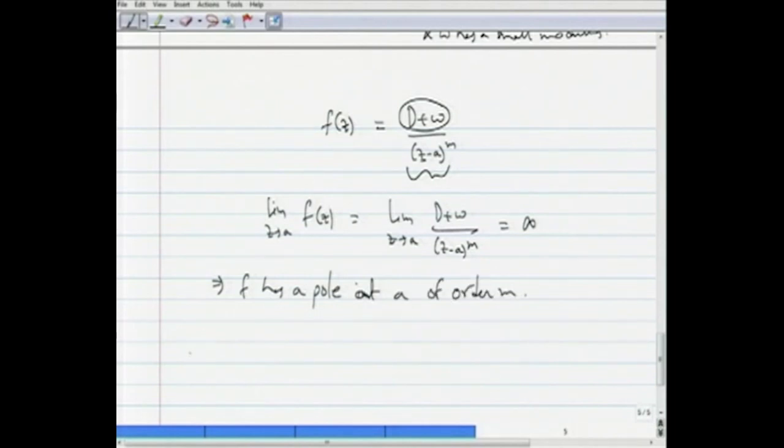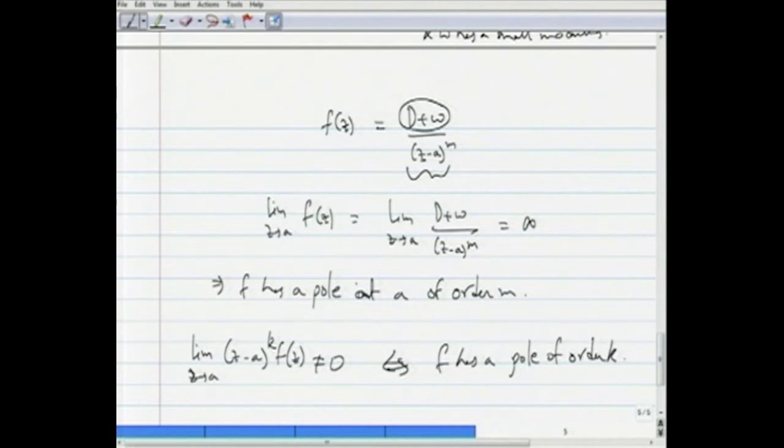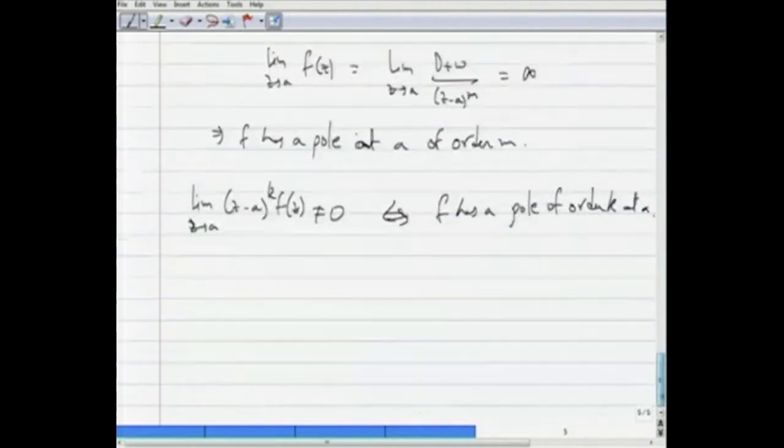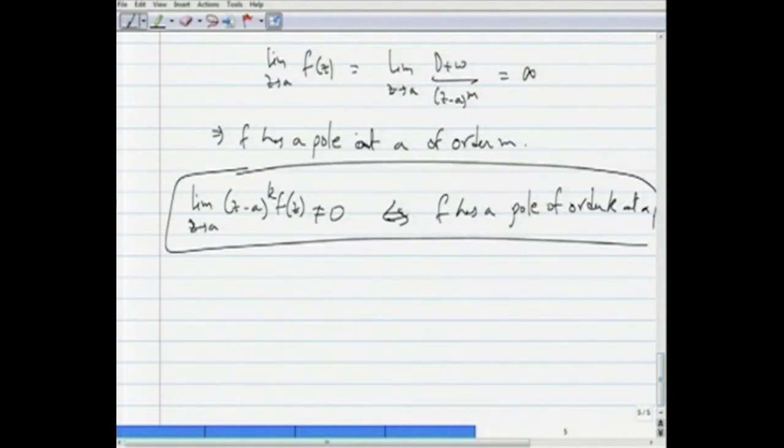So, in conclusion, we have that the limit as z goes to a of (z minus a) power k times f of z is non-zero if and only if f has a pole of order k at a. So, this is the conclusion. This is neat and useful.